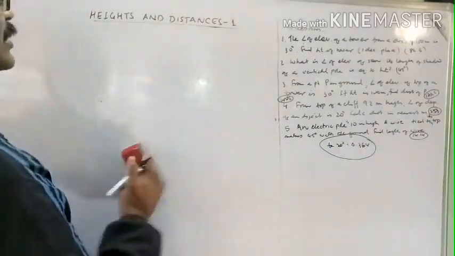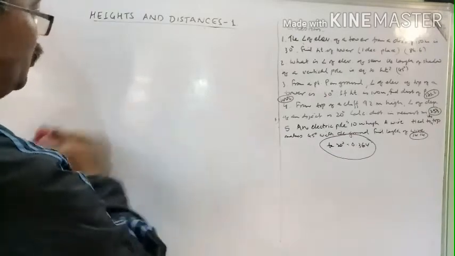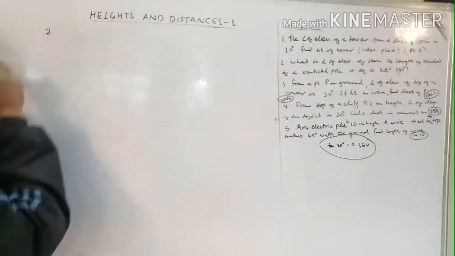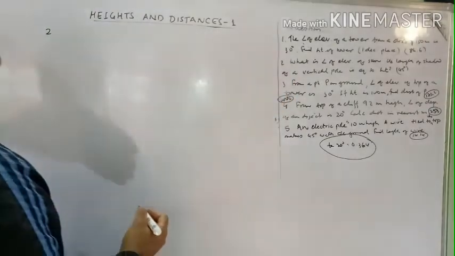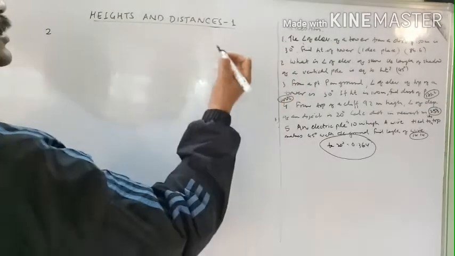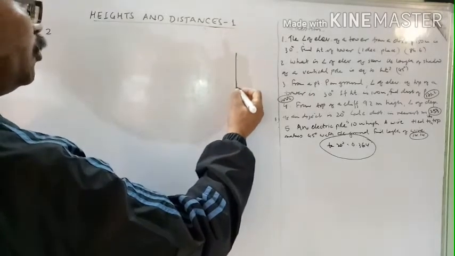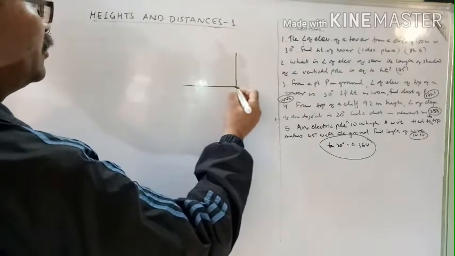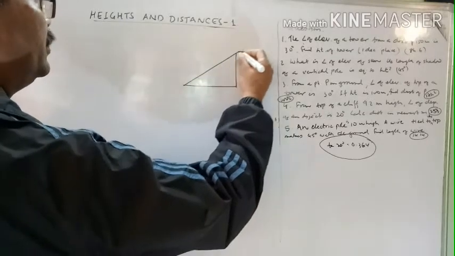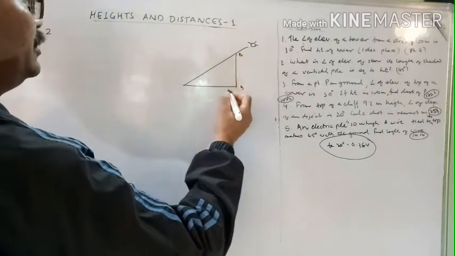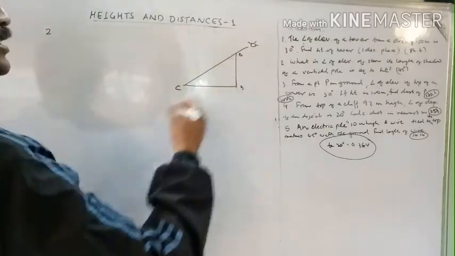Now, next we see how to find the angle of elevation, how to find the angle. Question number 2: what is the angle of elevation of the sun if the length of the shadow of a vertical pole, so vertical pole is there, and here is suppose the sun. So AB is the vertical pole and BC is the length of the shadow.